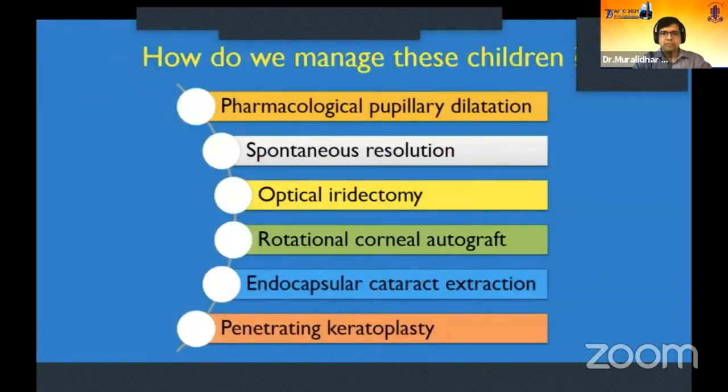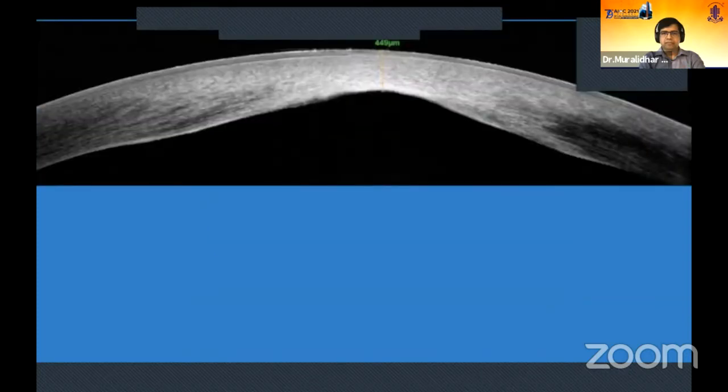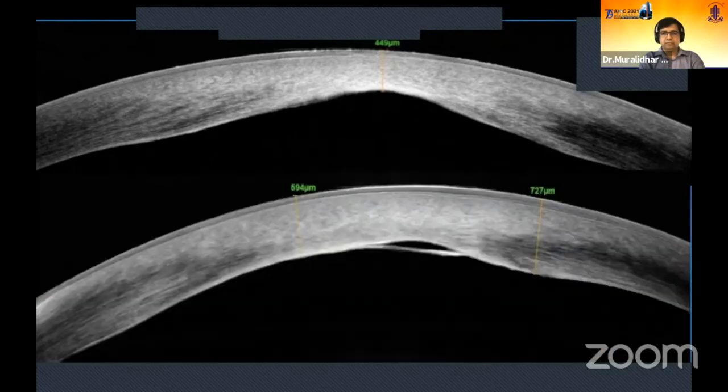While a conservative approach is applied in a milder variant of Peters anomaly, surgical interventions are typically reserved for severe cases of Peters anomaly, which often have an abysmally poor outcome. While a small subset of milder Peters anomaly tends to recover spontaneously over time, the majority may not show discernible clearing owing to the presence of an anomalous layer, as shown in this particular slide.